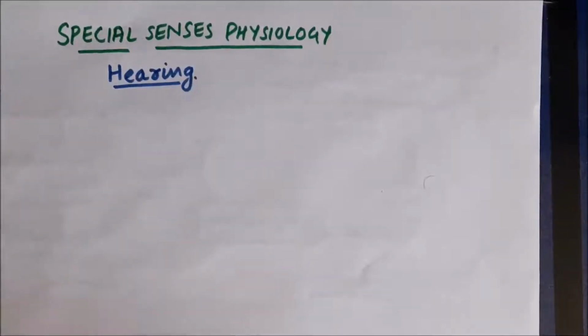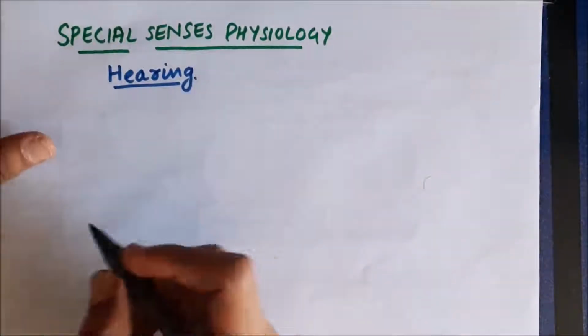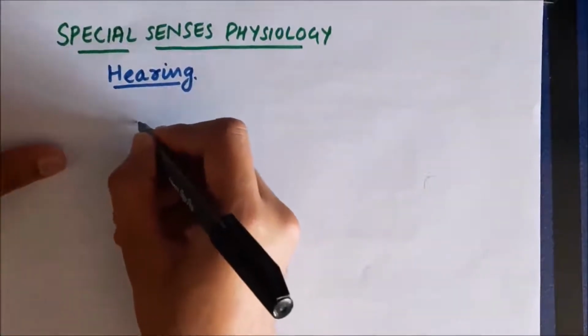Hello friends, so in this section we are going to discuss the physiology of hearing. We already discussed the physiology of vision in the last part, so now let us move to physiology of hearing. In order to understand hearing, we should have some knowledge about the anatomy of the ear, because hearing is the function of the ear. The ear performs the function of hearing as well as equilibrium.